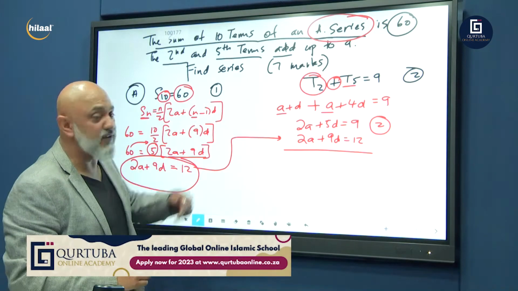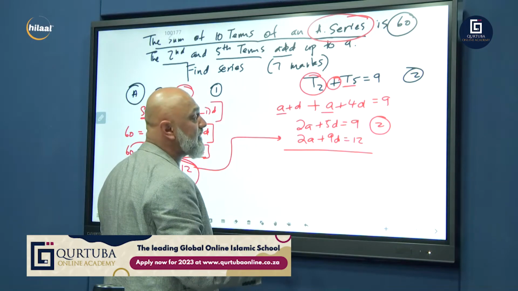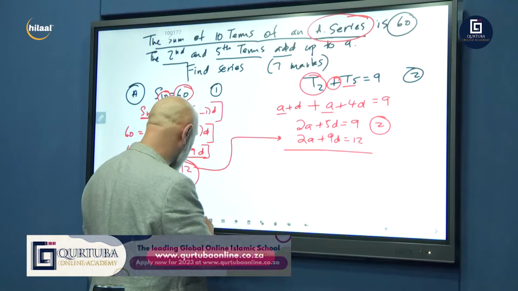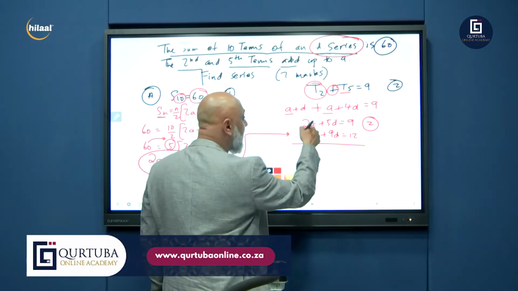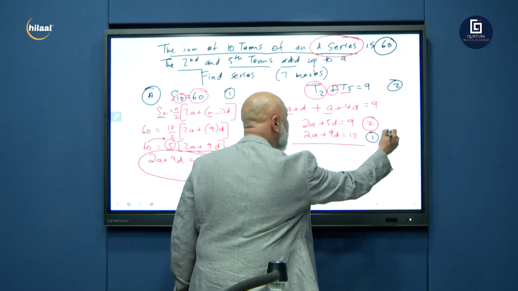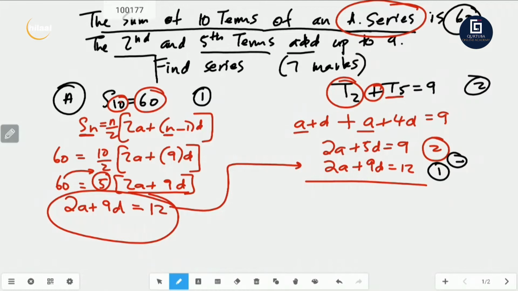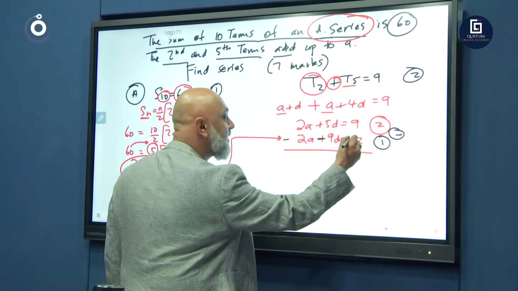Now we need to get rid of the a's. I can't add them because then I'll get 4a plus 14d. We got to subtract, right? What do we need to do? We need to subtract. So we remember, when we're subtracting, we're saying equation 2 minus equation number 1. So when you're subtracting, all these bottom signs are going to change. That's going to become a minus. That's going to become a minus. And that's going to become a minus.